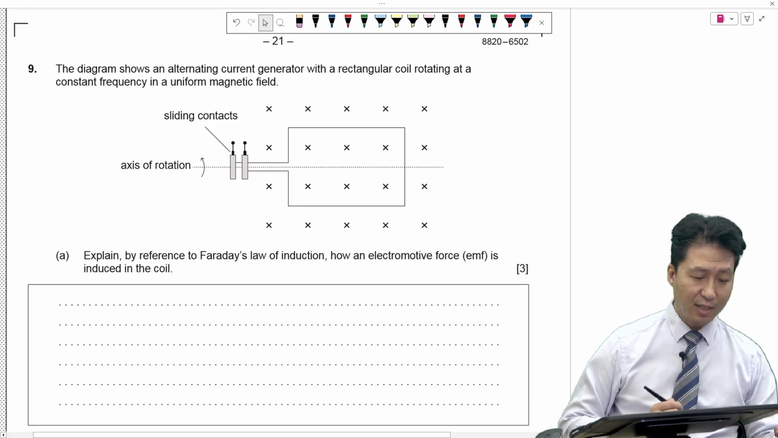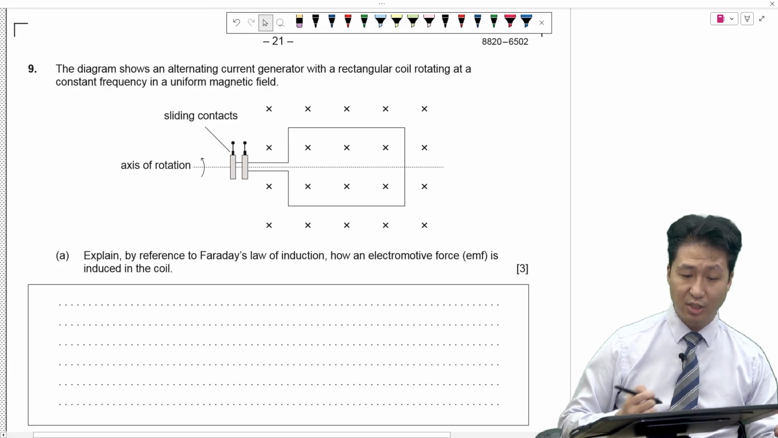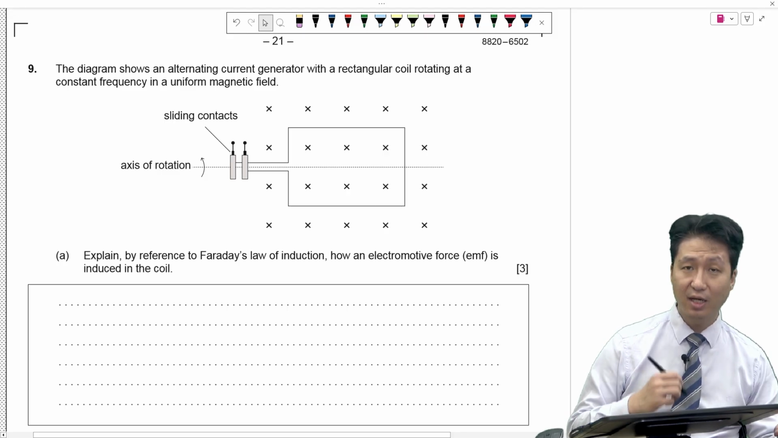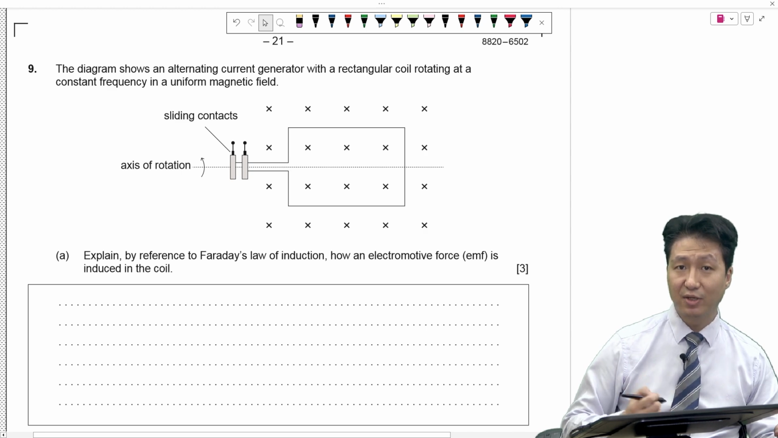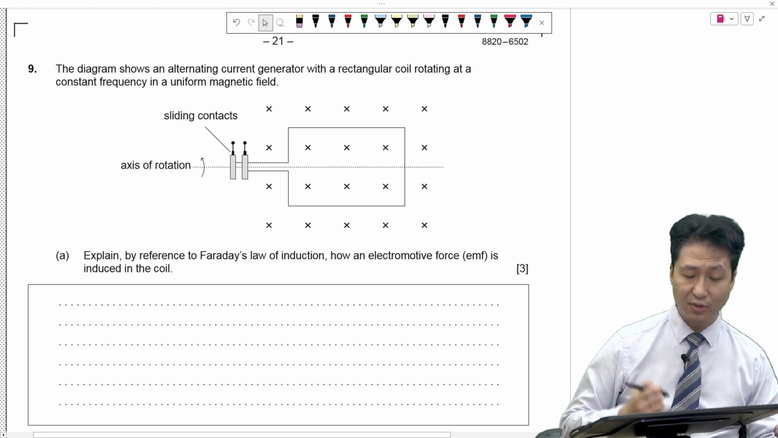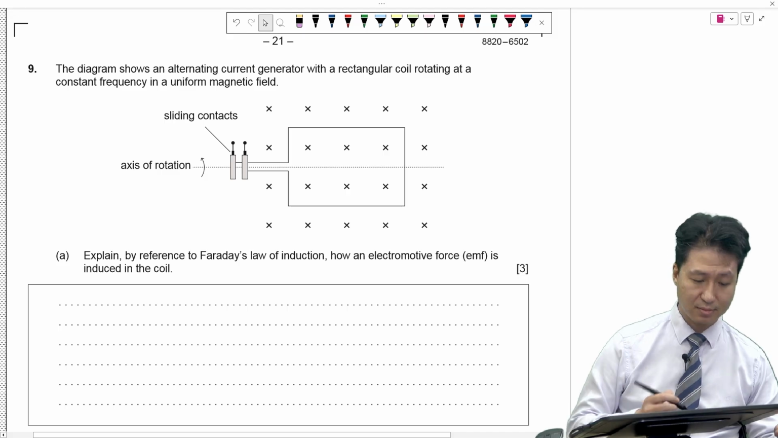Question number 9. The diagram shows an alternating current generator with a rectangular coil rotating at a constant frequency in a uniform magnetic field. Part A says, explain by reference to Faraday's law of induction how electromotive force, or EMF, is induced in the coil.